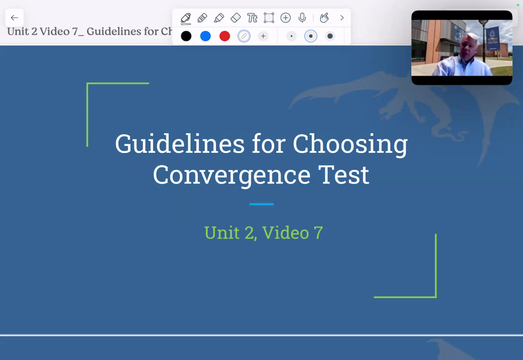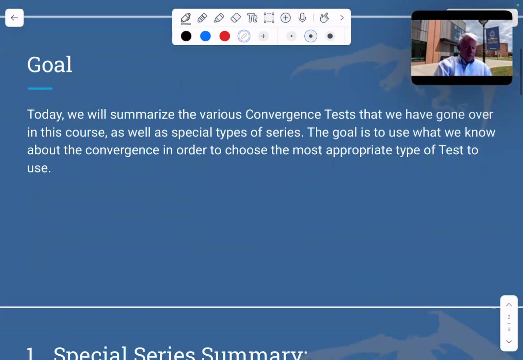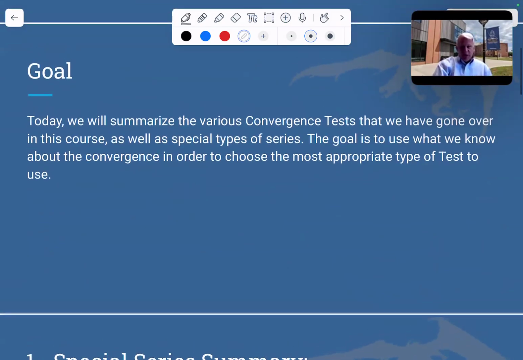Today we're going to talk about guidelines for choosing the best convergence test. This is really a summary of all the different tests. The goal is to know when to use the right test for the right series. You want the best test that gives you the correct answer quickly.